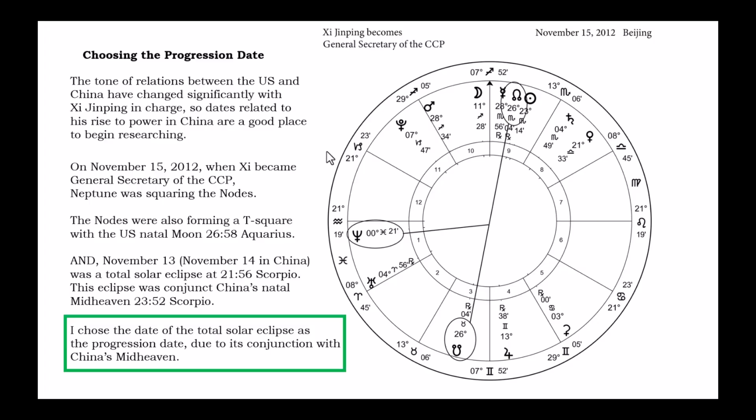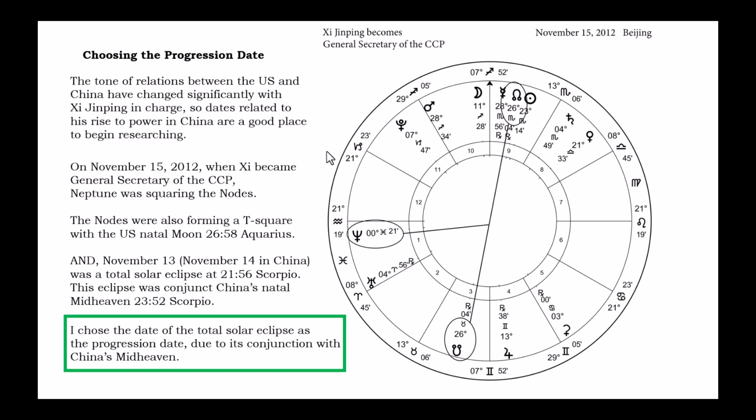Sometimes the date to use is not so apparent. And when using this technique for two countries, you need to be well versed in their histories and also their current politics. Xi Jinping became General Secretary of the Chinese Communist Party on November 15, 2012. He became president on March 14, 2013.